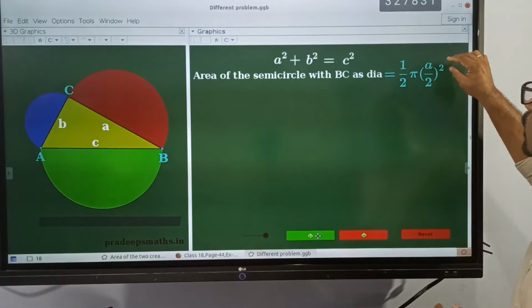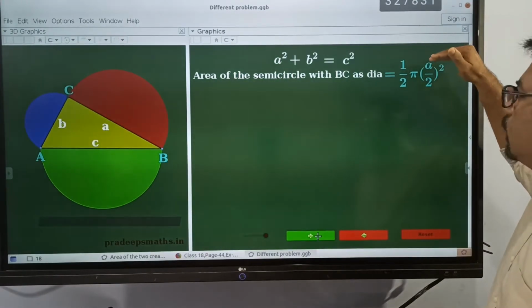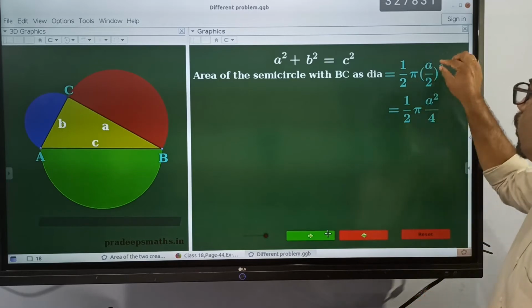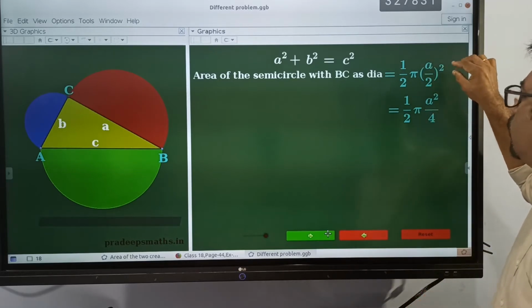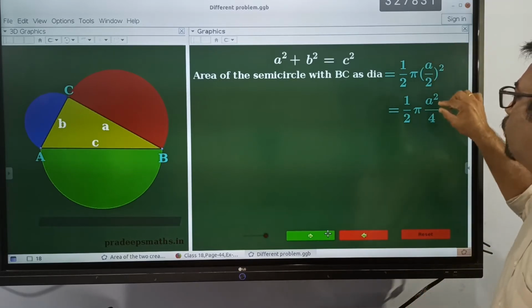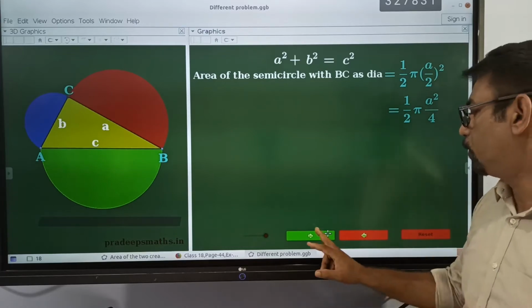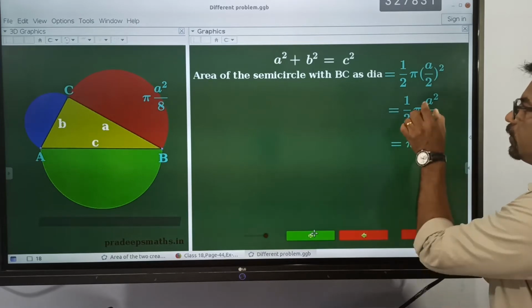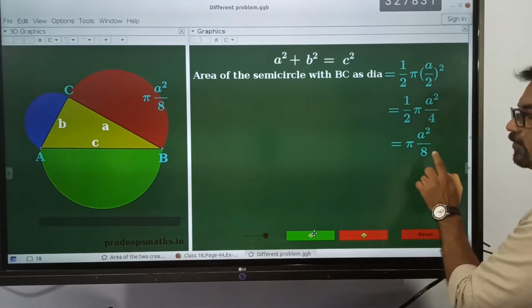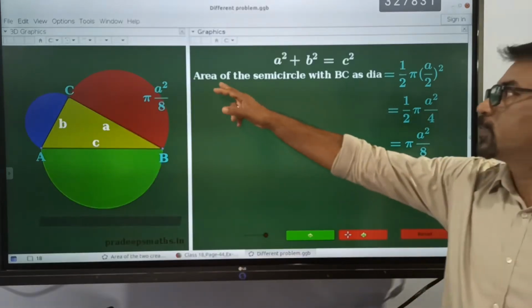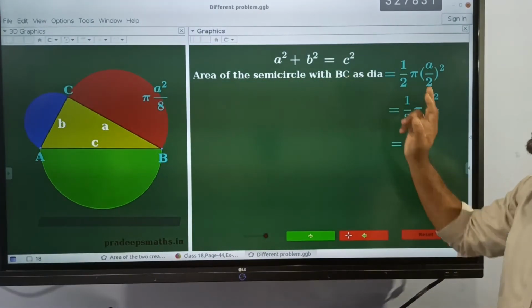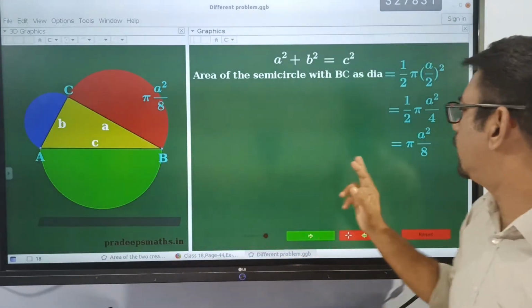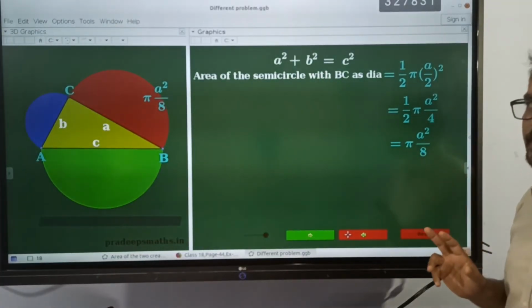Then when we distribute this square to the numerator and denominator, we will get half of pi into a square over 2 square. The square will be given to both numerator and denominator. Therefore, here a square divided by square of 2, which is equal to 4. Simplifying, 2 into 4 is equal to 8. Therefore, it is equal to pi into a square divided by 8. Here, the area of the semicircle with BC as diameter. That means if the diameter is a, its area is pi into a square by 8.